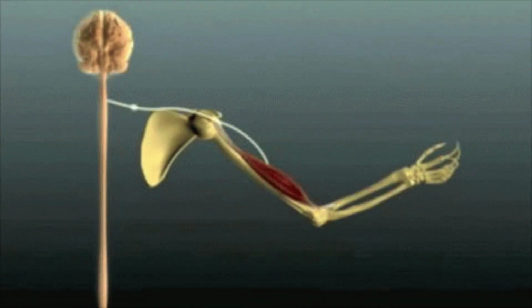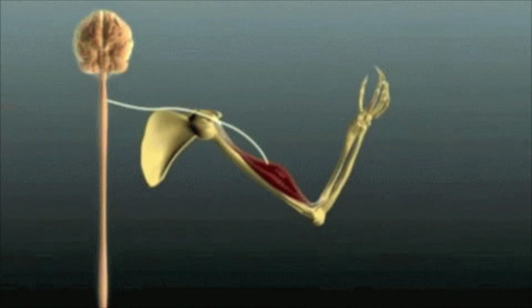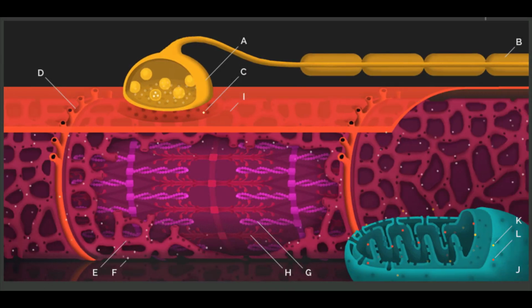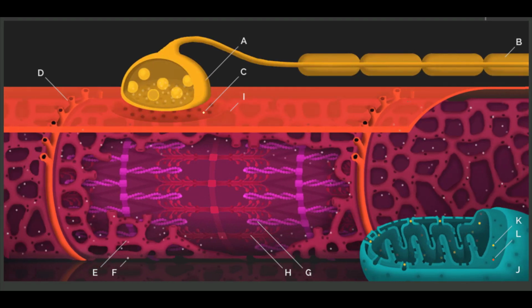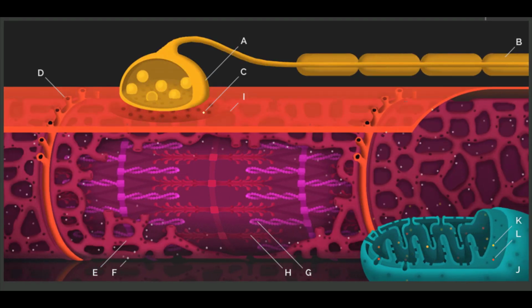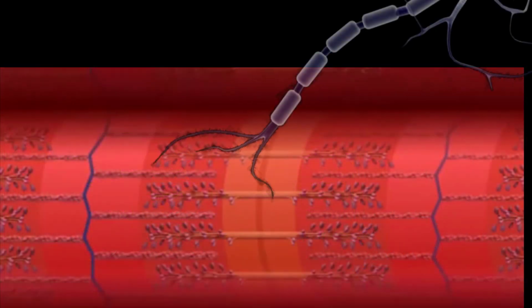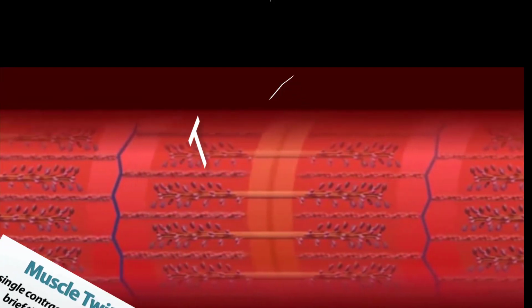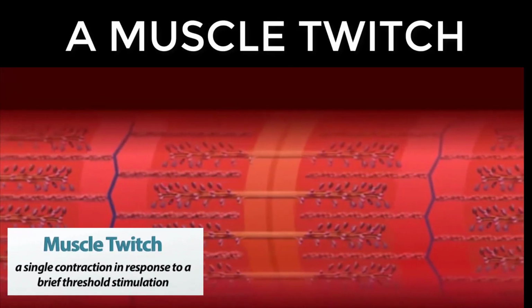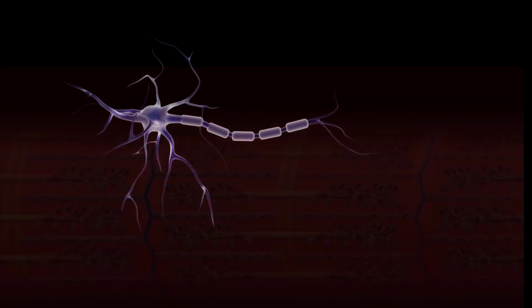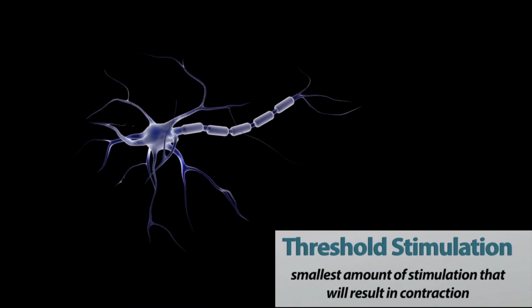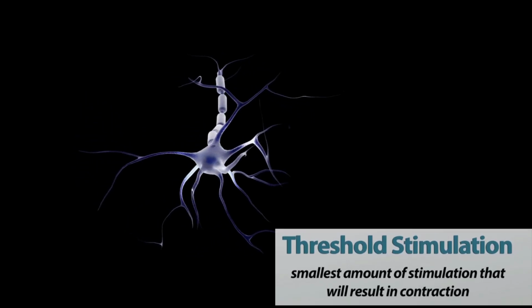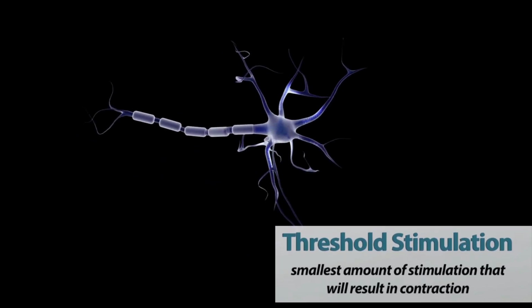If enough individual fibers contract at one time, the entire muscle will contract. The strength of the muscle contraction is determined by the number of individual muscle fibers that respond to the stimulus. If a single, quick electrical stimulus is applied to a skeletal muscle, the muscle will respond by contracting and relaxing quickly. This type of quick contraction is called a muscle twitch. The weakest electrical stimulation required to cause a muscle to twitch is known as the muscle's threshold of stimulation.